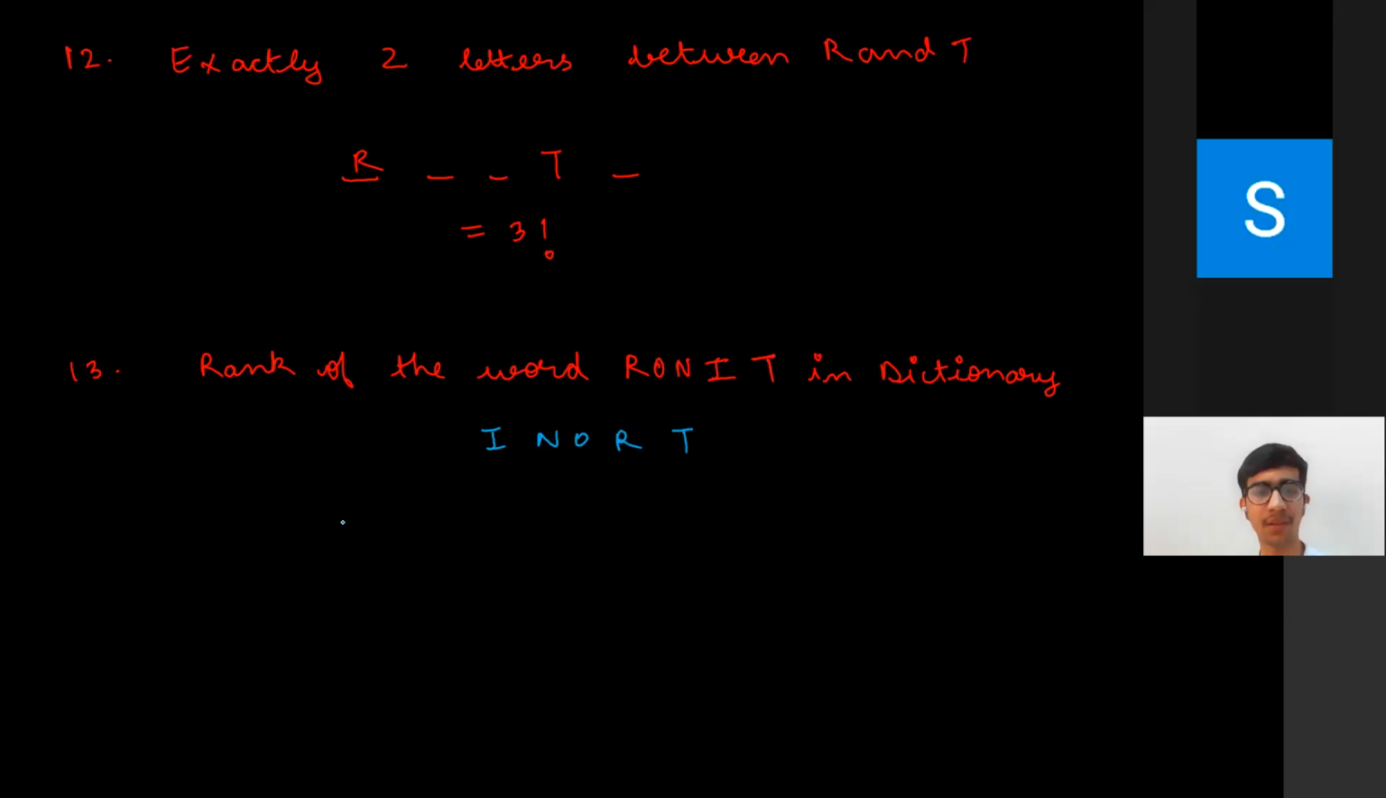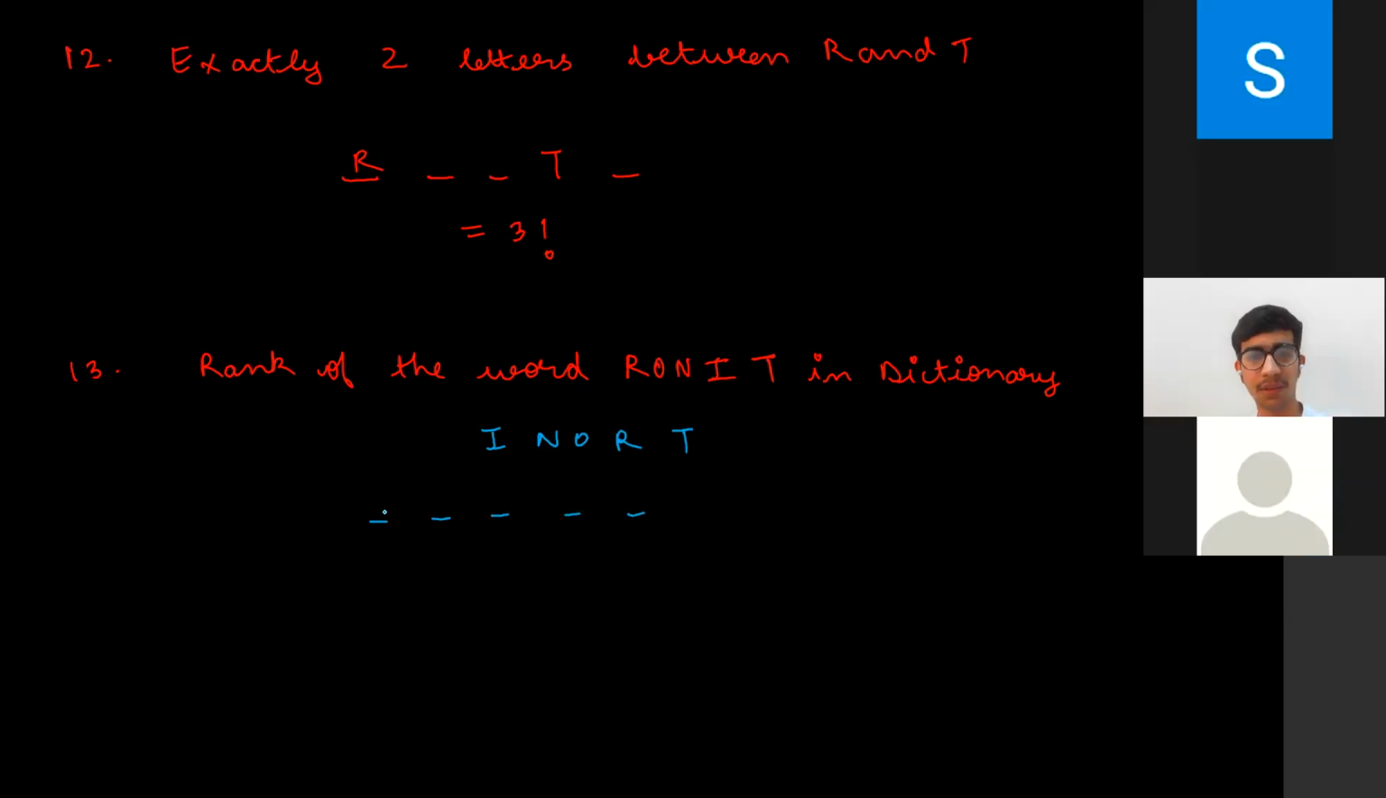INORT. Okay, so we have 1 2 3 4 5. First letter will be I, like all the words in the dictionary will start from I itself. So I से कितने words बन सकते हैं? 4 factorial.